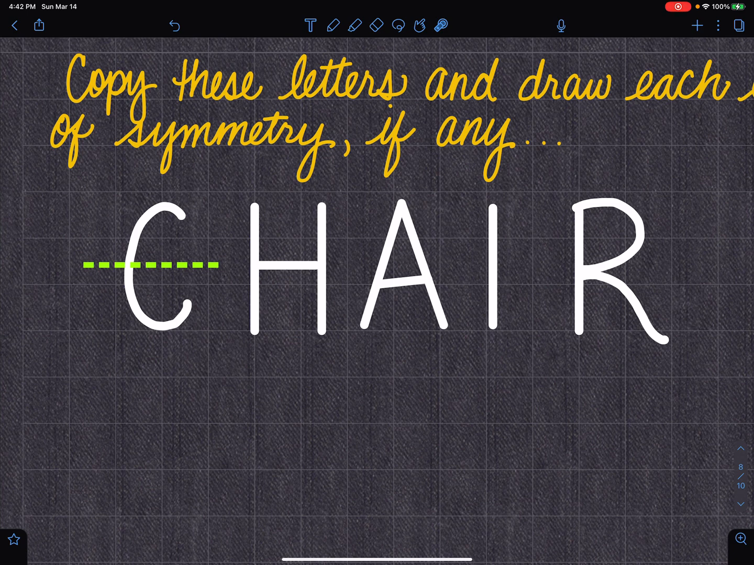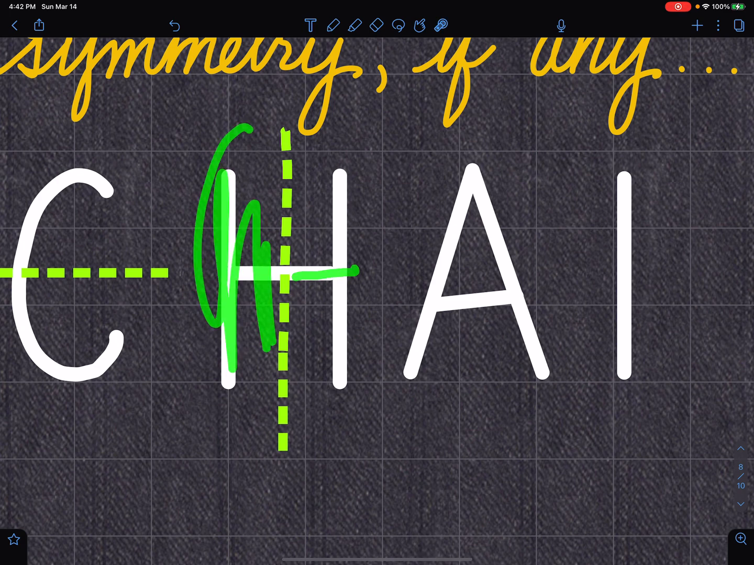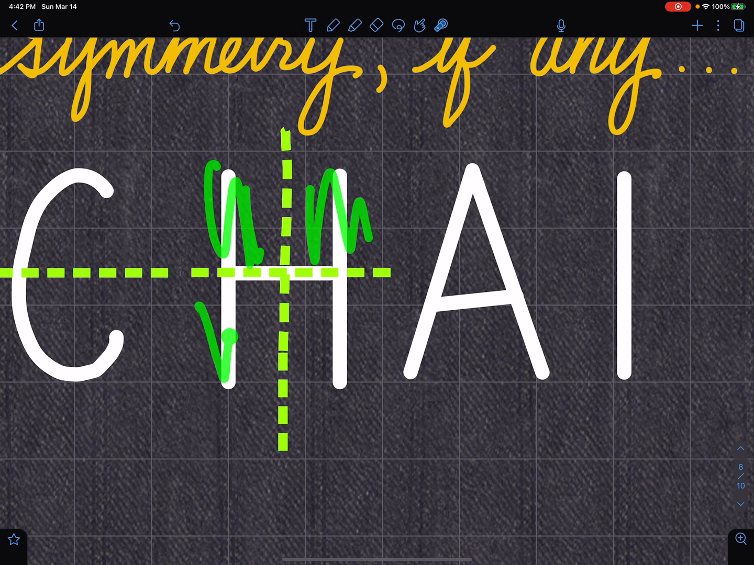Okay, let's look closely at the letter H. Does it have a line of symmetry? Yeah, it definitely looks symmetrical. So what if I draw a line down the middle? Does this side look like a mirror image of this side? Yeah, it does. It looks like a perfect mirror image, but that's not all. If I draw a line through it this way, then this top side looks exactly like the bottom side. So this one has 2 lines of symmetry.